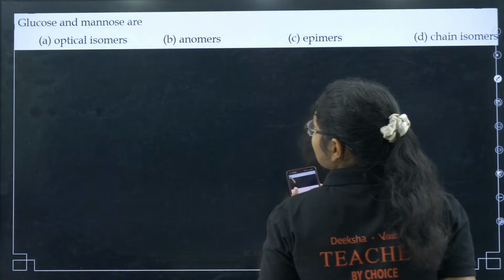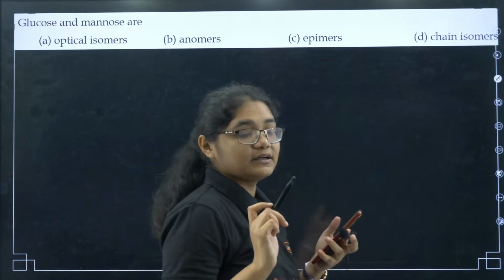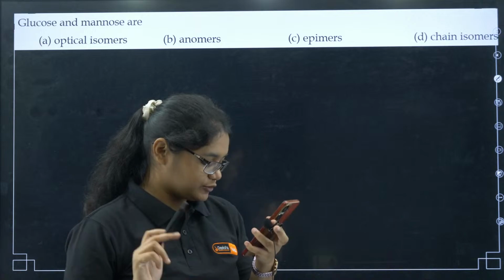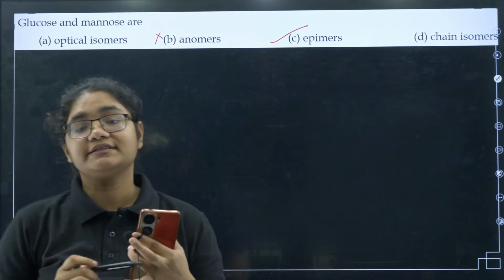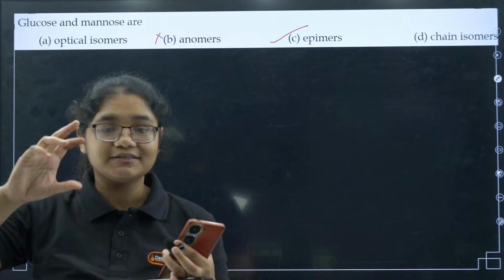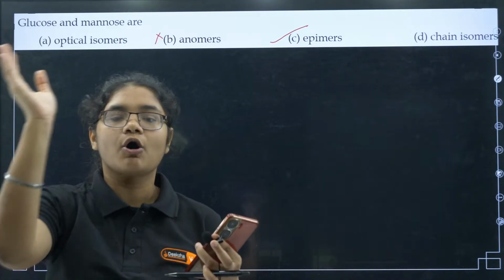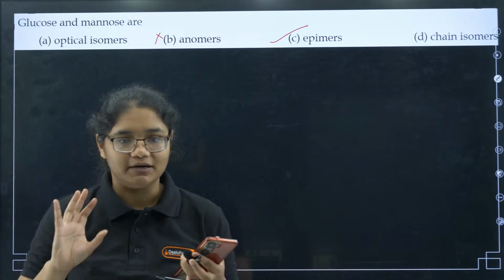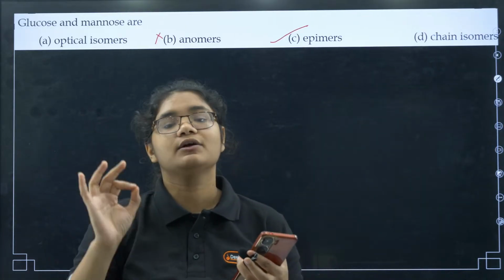Next question. Glucose and mannose are optical isomers, anomers, epimers, or chain isomers? Those who are saying anomers, it is wrong. Epimers is correct. Now, what is the difference between anomers and epimers? Listen very carefully, very important. If there is a difference in the configuration at any one carbon, all other carbons have the same position, and in one carbon there is a difference, then we call it epimers. Now if that one carbon on which the difference is there is carbon number 1, then we call it anomers.